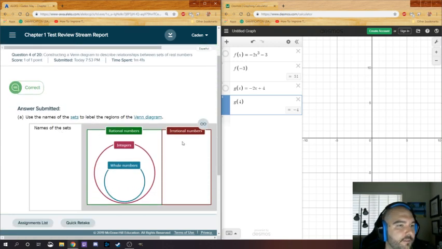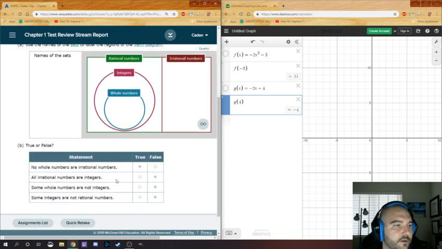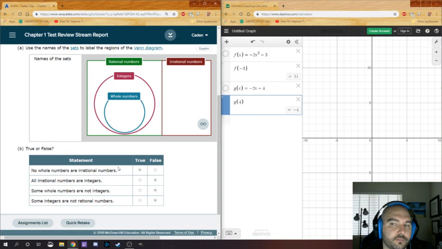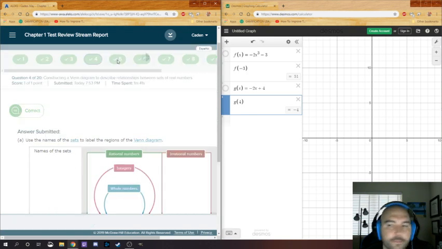This, you're definitely going to need to maybe consider looking at notes. This is organizing a diagram comparing which number groups go within which number groups. The only one missing here is natural numbers in the middle. Then some true or false statements about what numbers belong with which groups.